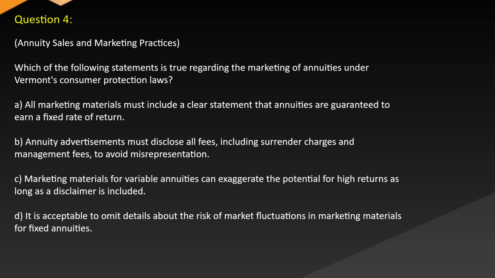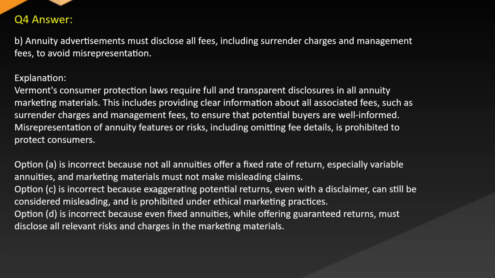C. Marketing materials for variable annuities can exaggerate the potential for high returns as long as a disclaimer is included. D. It is acceptable to omit details about the risk of market fluctuations in marketing materials for fixed annuities. Answer: B. Annuity advertisements must disclose all fees, including surrender charges and management fees, to avoid misrepresentation.